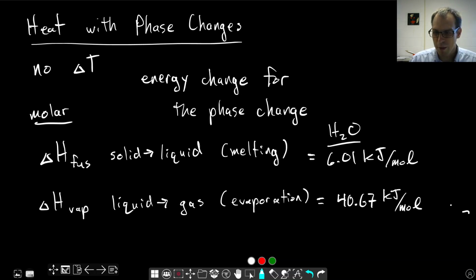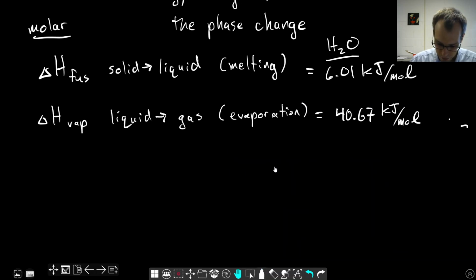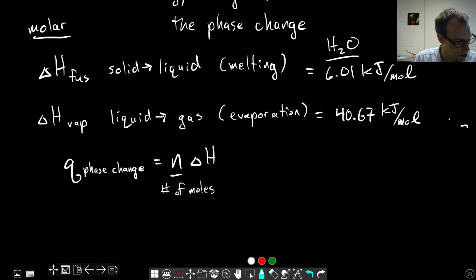So let's go back to our example and see how do we use these. So if we want to calculate Q for the phase change, it's similar, but we don't have that delta T component. We'll need to know the number of moles. So n here is number of moles. And we need to multiply it by delta H of whichever phase transition. I'll put TRS for transition. So that could be fusion, it could be vaporization.